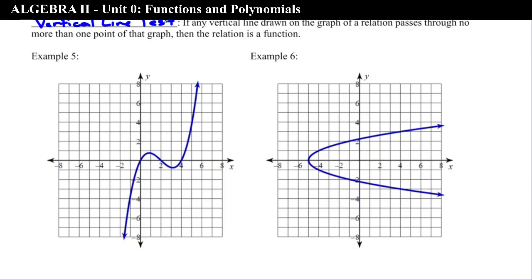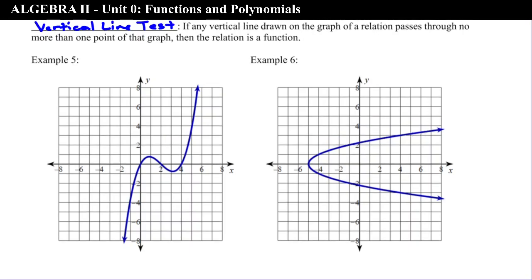Now, in a vertical line test, if any vertical line drawn on the graph of a relation passes through no more than one point of the graph, then the relation is a function. And we've got a few examples to show you how this works. So let's take a look at this first example.